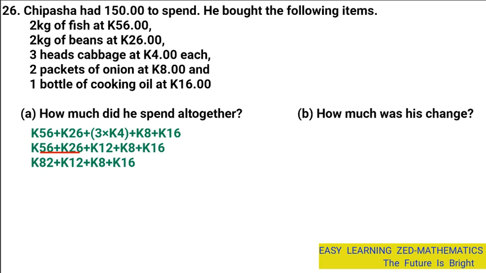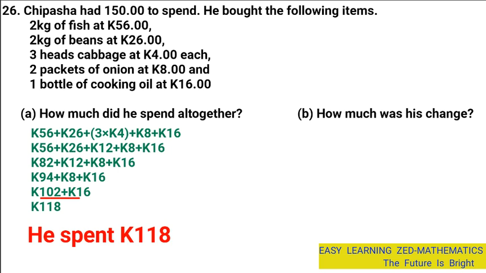Once I've done that, the next thing I'm going to do is add 82 kwacha plus 12, the ones I've underlined. So 82 kwacha plus 12 will give me 94 kwacha, which will be added to 8 kwacha and 16 kwacha. Then 94 kwacha plus 8 kwacha will give me 102 kwacha, which will be added to 16 kwacha. So 102 kwacha plus 16 kwacha will give me 118 kwacha. So the question is, how much did he spend altogether? We are saying he spent 118 kwacha.